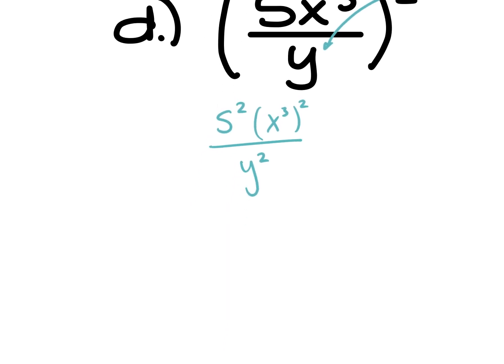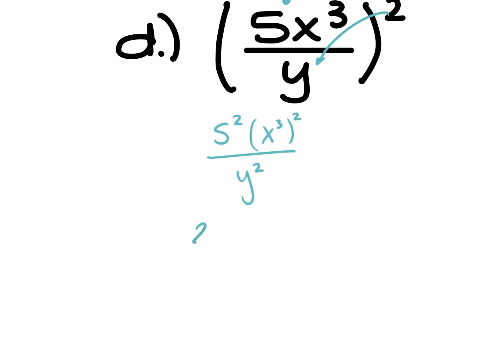Now let's simplify. What's 5 to the second power? 25. What do we do when we have a power raised to a power? Multiply. So this would be x to what power? X to the 6th power. And then y to the second power, over y to the second power.